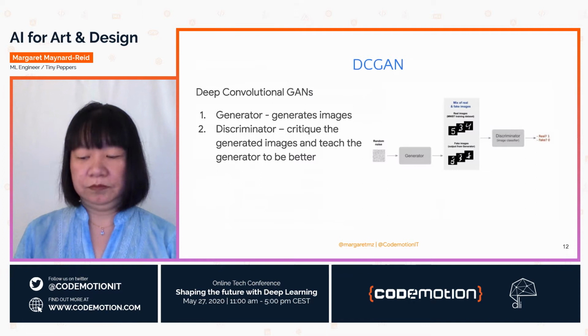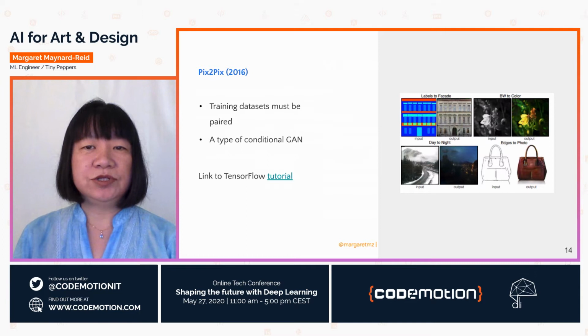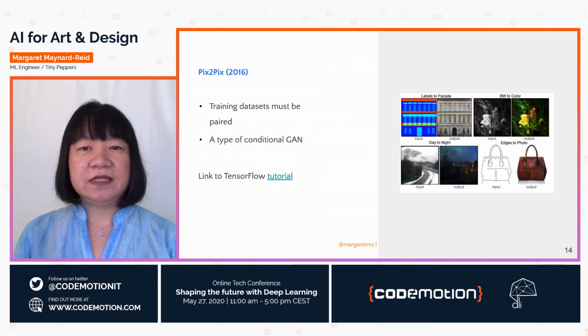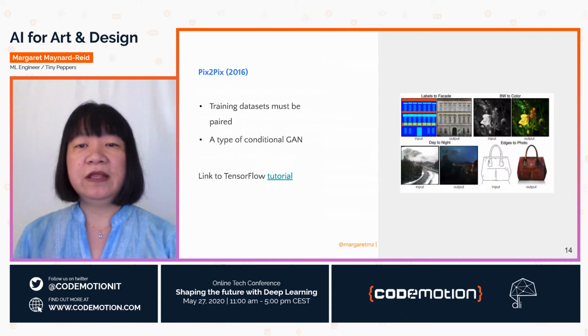In 2016, Pix2Pix was introduced, and it was able to convert black and white images to color images, sketches to high-res photos, day to night, etc. With Pix2Pix, when you do training, you must have paired images, which may not be readily available.